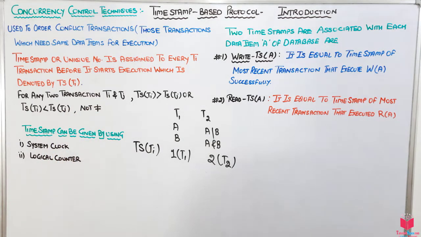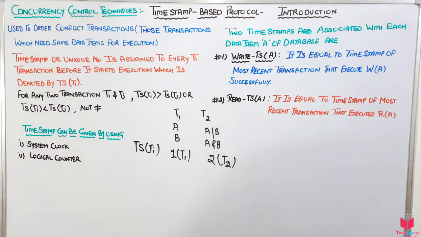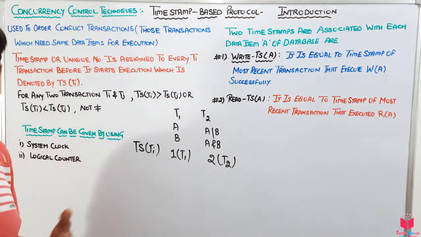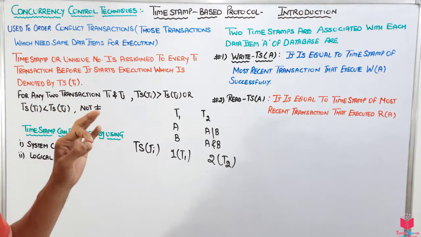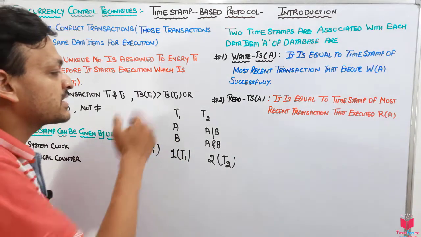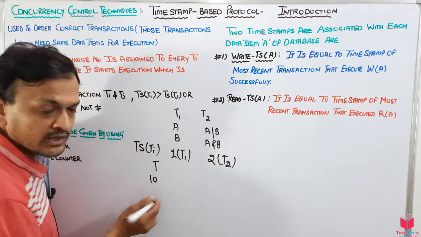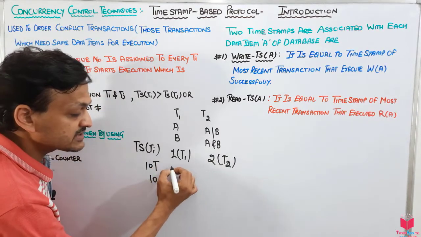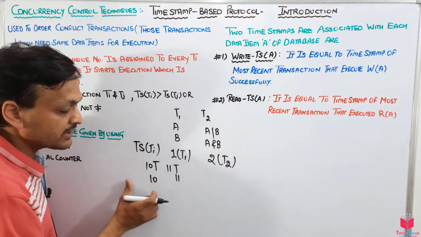Okay, after that, let's see another point. The timestamp can be given by using the system clock or a logical counter. There are two ways of providing the timestamp. The first is the system clock. That means the time of the system which we are using for the database will be given to every transaction when it comes for execution. Suppose this transaction comes at 10, so it will be given 10. If this transaction comes at 11, it will be given 11. This is the way it can be used.